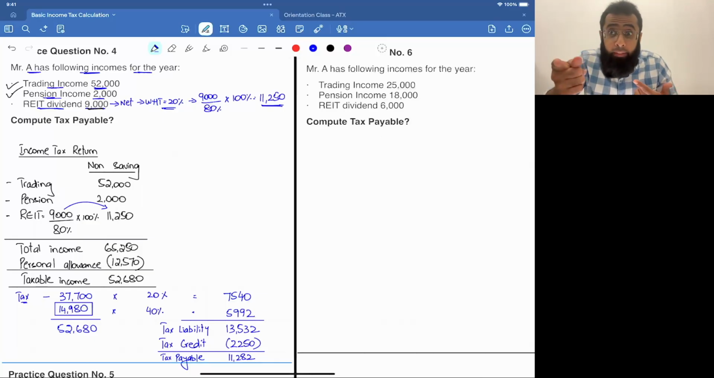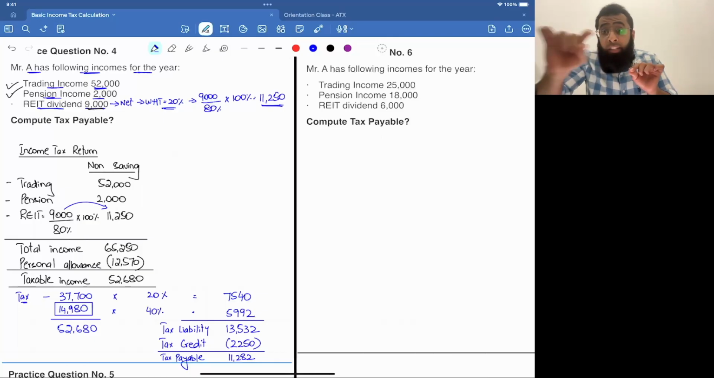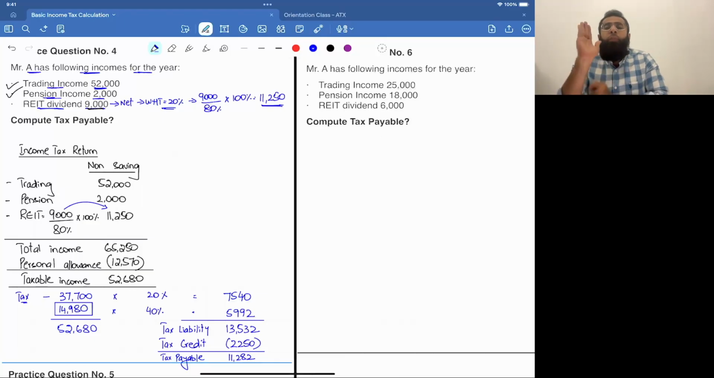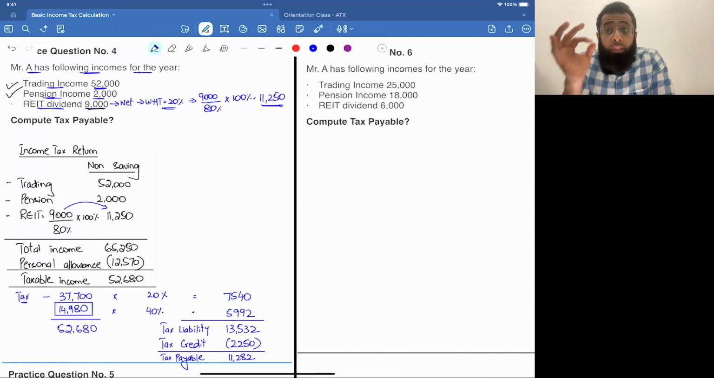Oh, sir, dividend. Is it under the head of dividend income? No. Although a real estate investment trust is paying a dividend, the word used is dividend. By law, it is called dividend. But for tax purposes, it is taxed under the head of non-saving, not as dividend income. It is taxed under non-saving because the tax department treats it like normal property income.